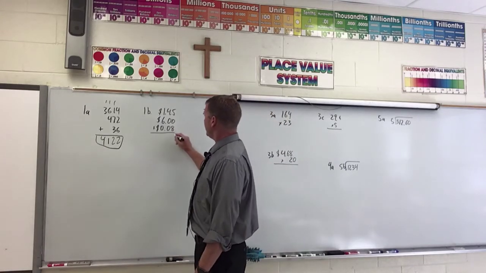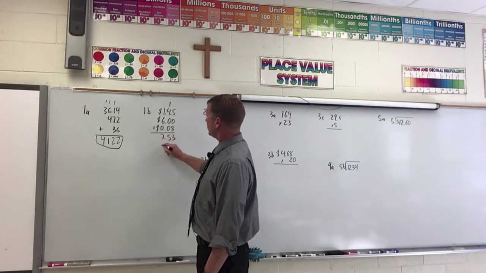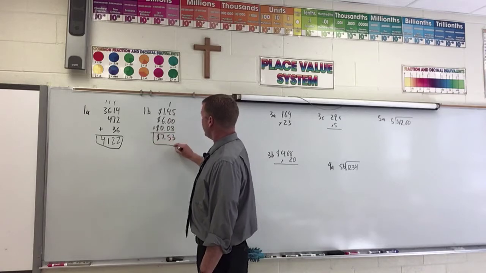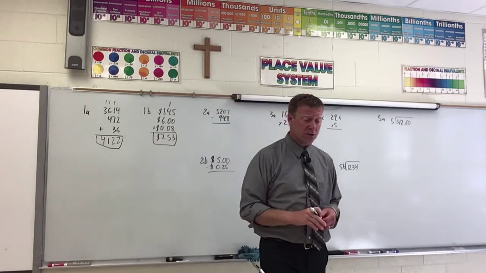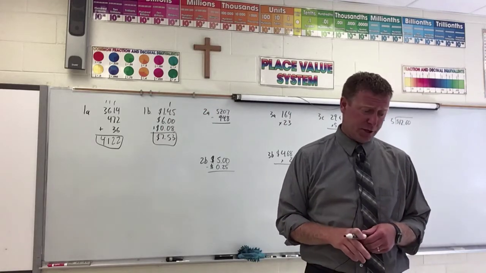And now the addition kicks in. 5 plus 8 is 13, 1 plus 4 is 5, 1 plus 6 is 7, decimal point stays straight down, dollar sign goes with it, and I have an answer of $7.53. Second order of operation is subtraction.